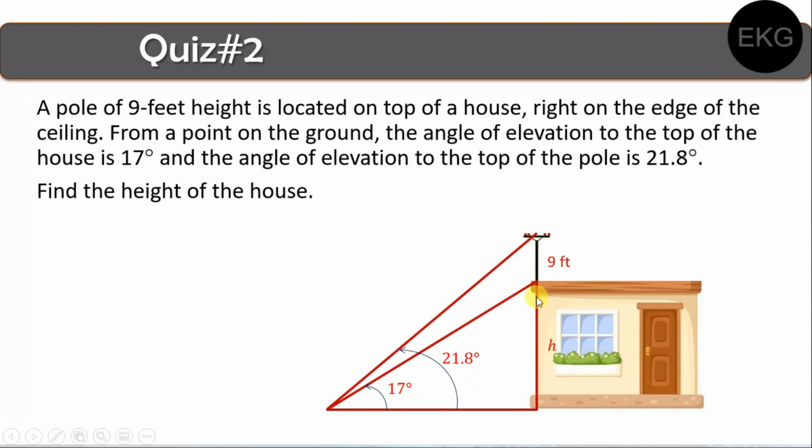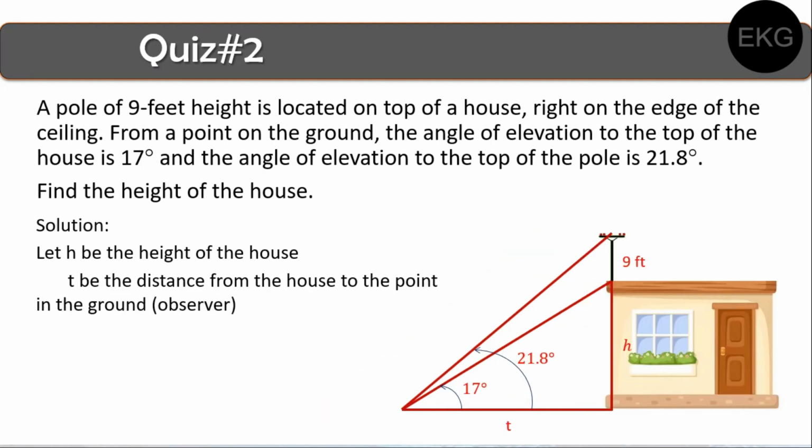Let's find the height of the house. Now, to solve this problem, we need to establish this variable, t. Again, this is common to the small triangle and the larger triangle. For the solution, let h be the height of the house and t be the distance from the house to the point on the ground, which is our observer.